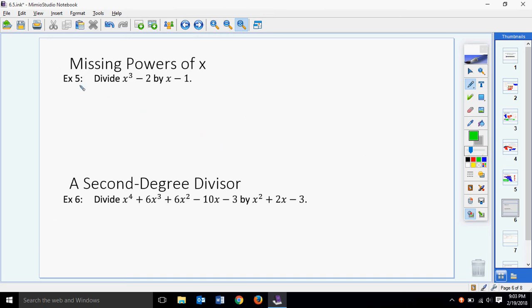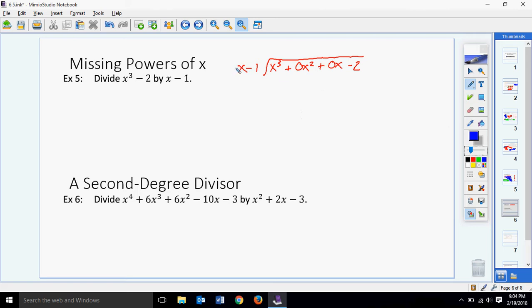Missing powers of x. So here's example 5 that I was talking about earlier. Notice that my x cubed minus 2, it's in standard form, but it's missing some powers, right? There's 0 x squares and there's 0 x's. So I want to make sure when I do my long division, I have placeholders for them. Placeholders are important. It would change our answer tremendously if we forgot them.